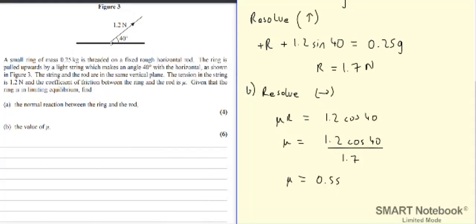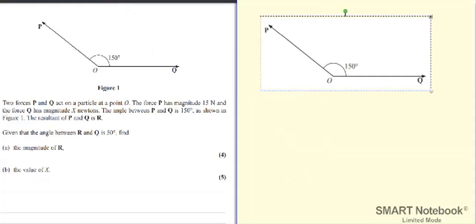Okay, so two forces P and Q act on a particle at point O. The force P has magnitude 15 newtons. So this is 15 newtons in this direction. What else do we know? Q, we can see, acts just horizontally, has X newtons. We don't know what that is. The angle between P and Q is 150 degrees, as shown.